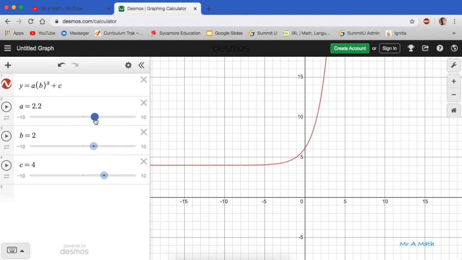And lastly, a. While we might not be able to predict what a is at the moment, we do know that when a is positive, where is my graph going?